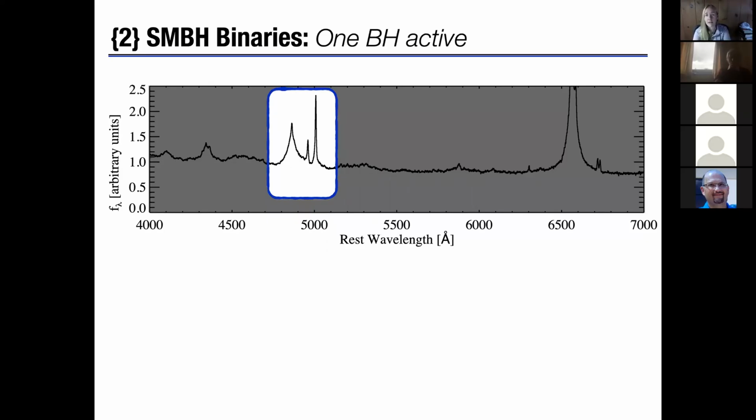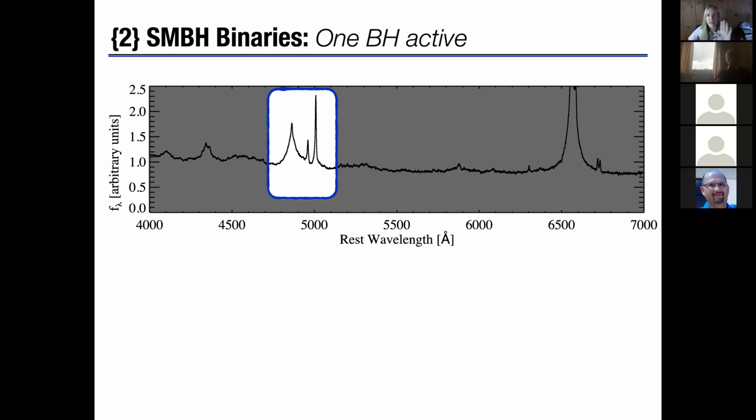But there is still one case that is sort of interesting to look at and hasn't really been ruled out yet, which is the one black hole active case. So if most of the gas is falling onto one of those black holes, it's active, and the signature you might expect to see is something like this. So you have the broad line and the narrow lines in close proximity here with H beta and O3.